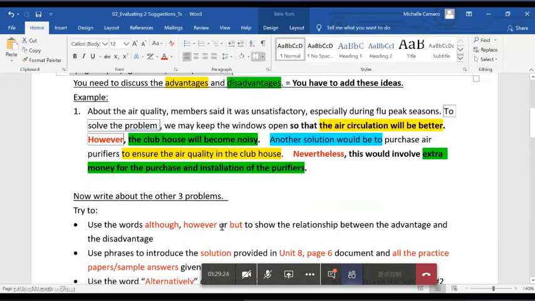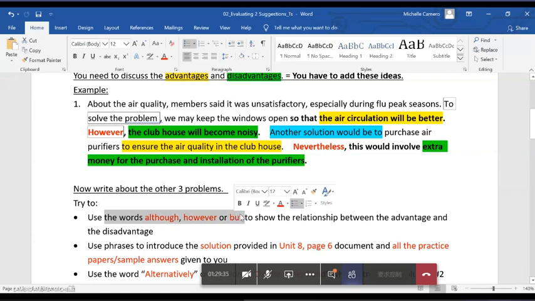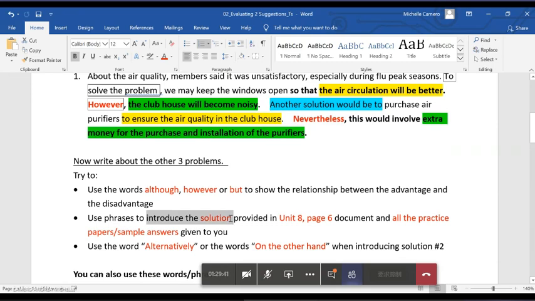and 4. It says here, now write about the other three problems and try to use words like although, however, but. Remember to give the relationship between advantage and disadvantage. You can also use nevertheless, but only with the disadvantage. It says use phrases to introduce the solution. You can use phrases provided in the Unit 8, page 6 document, or from all the practice and sample papers I've given you. And when you are introducing solution 2, you can use the word alternatively.